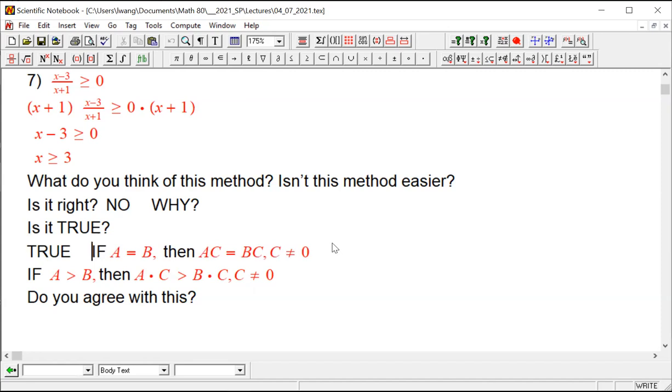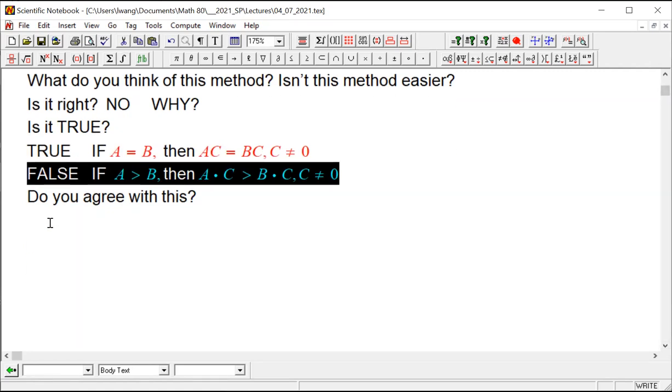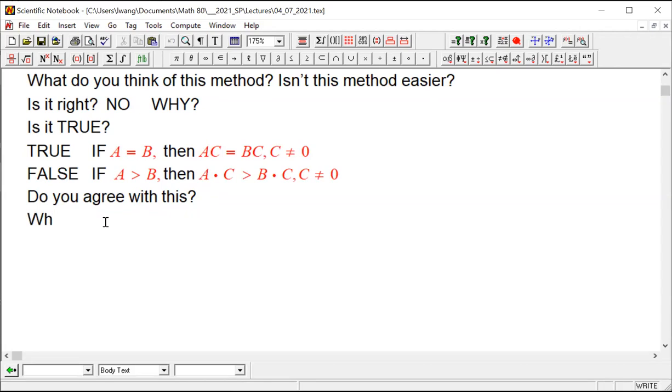We have talked about this, didn't we? We did. Now the sign is changed from equal to larger. Is that still true? The answer is false. Are you screaming? Why? This is true. That is false. What is wrong? Why is this false?